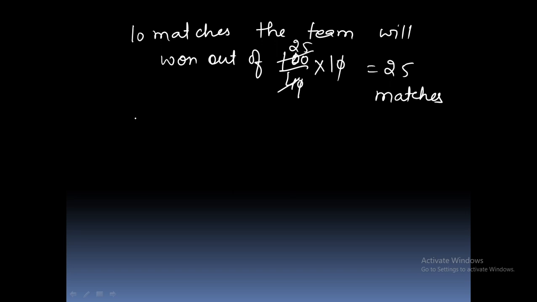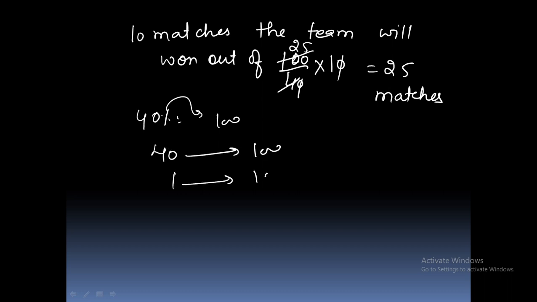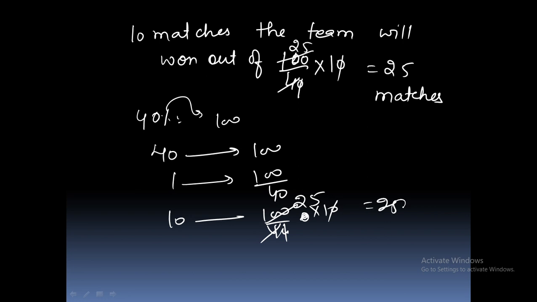You have to keep in mind that 40% means percentage is equal to 100. If 40 matches for 100, 1 for 100 by 40, and 10 for 100 by 40 multiplied by 10. 0 cut with 0 and 100 divided by 4, that is 25 matches. Thus you can calculate the percentage for any type of question.